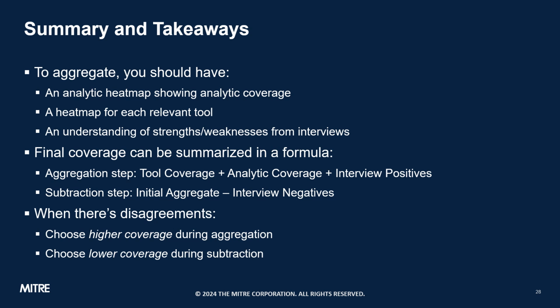Another summary point is that final coverage can easily be summarized in a relatively straightforward formula. First, we have an aggregation step where we take the tool coverage, the analytic coverage, and the interview positives, and just bring those all together, taking whatever is the most covered or the highest level of detection for each technique. Then from there, we have a subtraction step where we take that initial aggregate and then remove anything that came up as negatives during the interviews. And then lastly, whenever there's disagreements, always make sure to choose higher coverage during aggregation and choose lower coverage during subtraction.